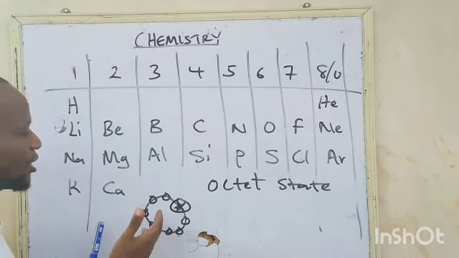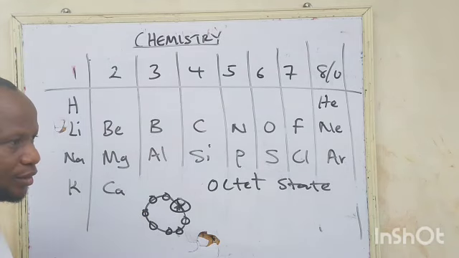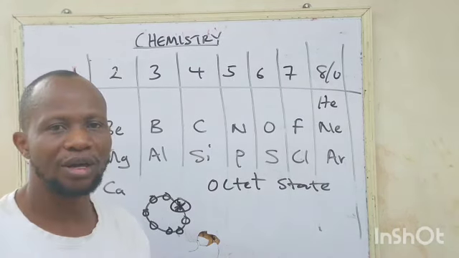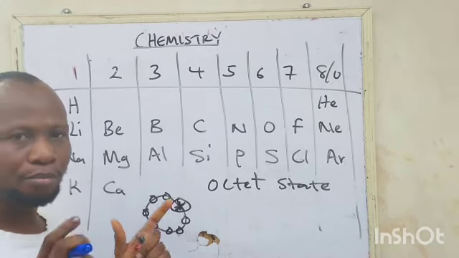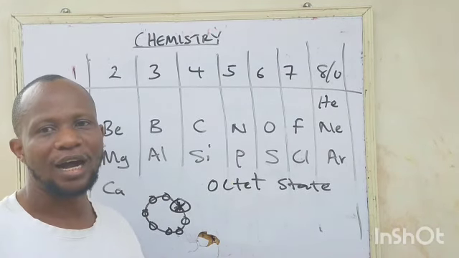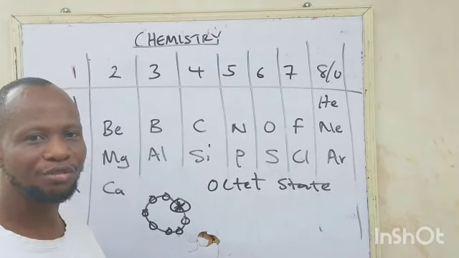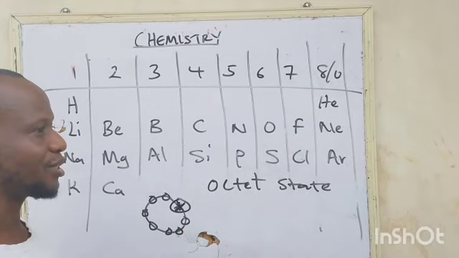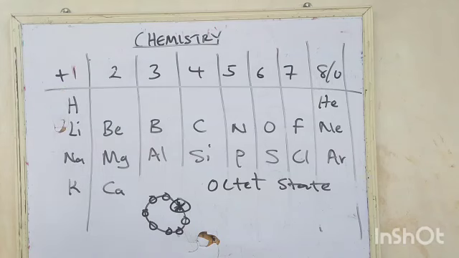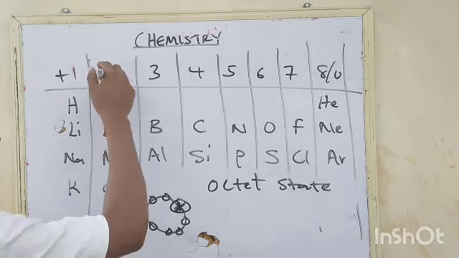So that is why it is easier for elements of group 1 to donate or release their outermost shell electron, thereby making them positively charged. Because as we say, giving is a positive sign. When you give, it is more honorable than when you receive. So the positive sign is allotted to group 1 elements because they will easily give out their valence electron, which is just 1.